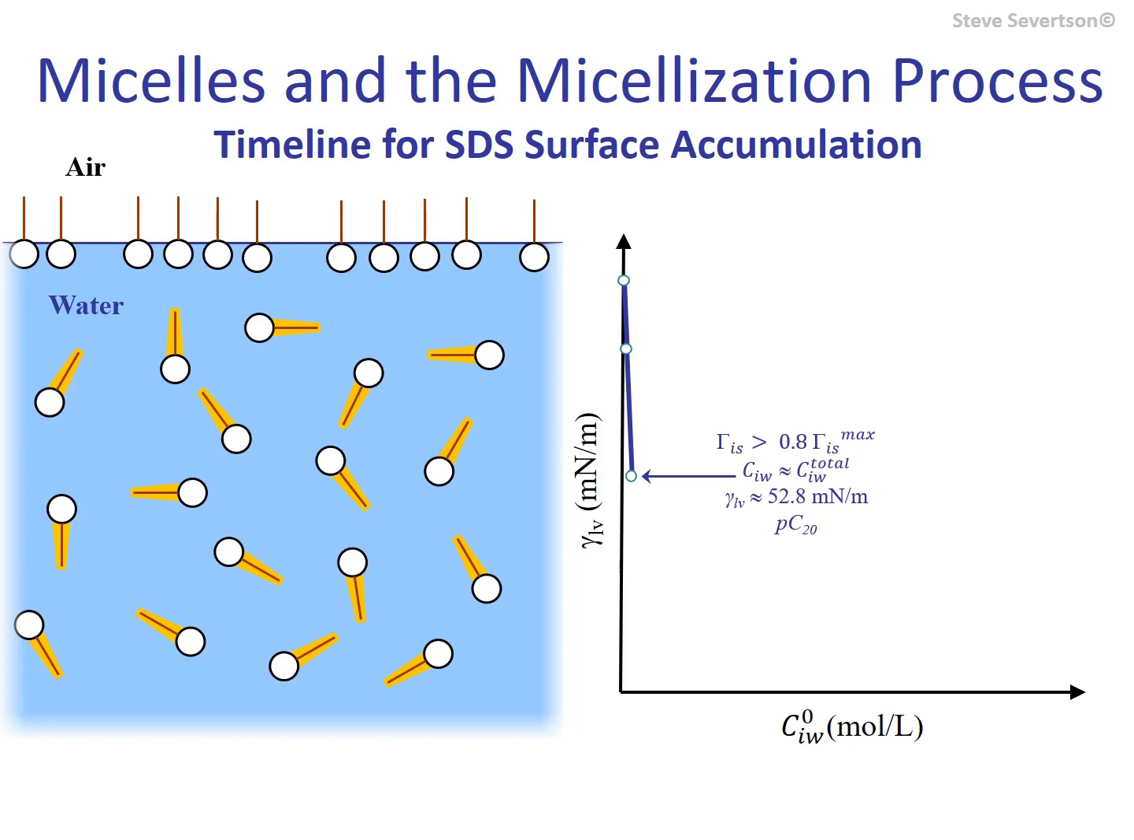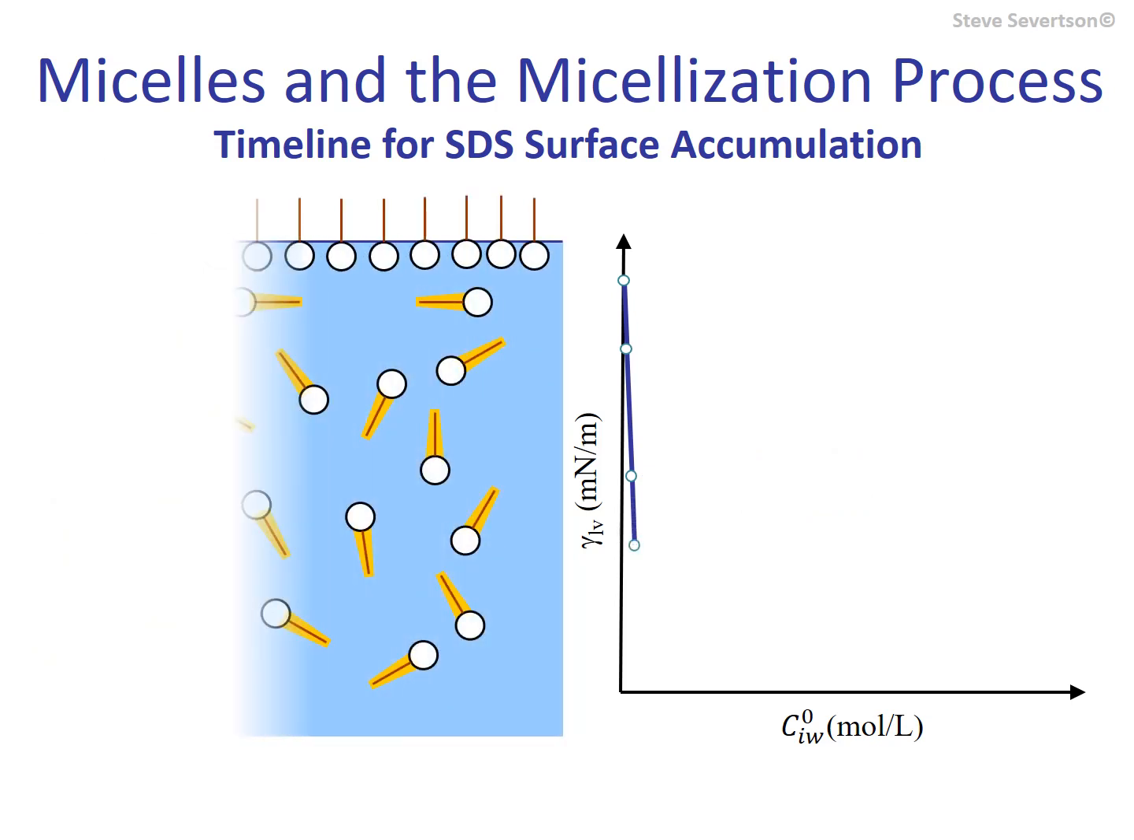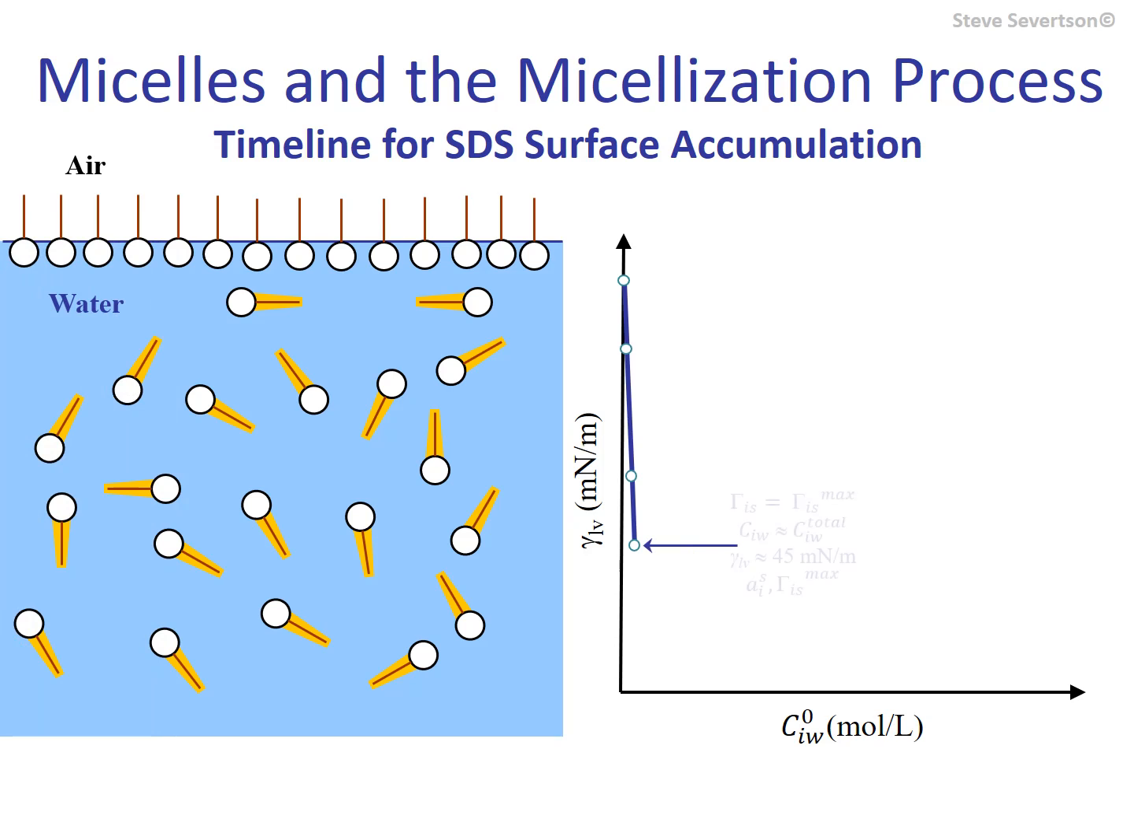With further addition of surfactant, the surface becomes saturated. The total amount of surfactant that can be placed at the surface is characterized by the maximum surface excess concentration, which is inversely related to the area occupied by the surfactant. Even with the surface saturated, the relative amount of surfactant that has moved out of the bulk phase is negligible. Thus, the concentration of dissolved surfactant is not significantly different from the total concentration of surfactant added to the solution.